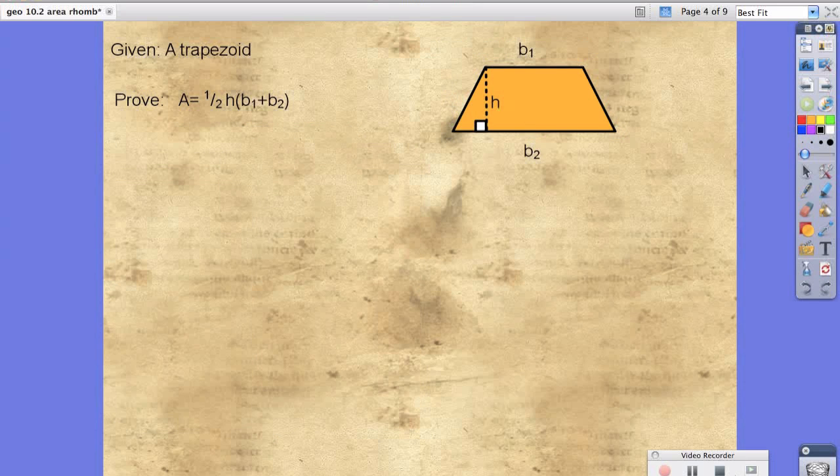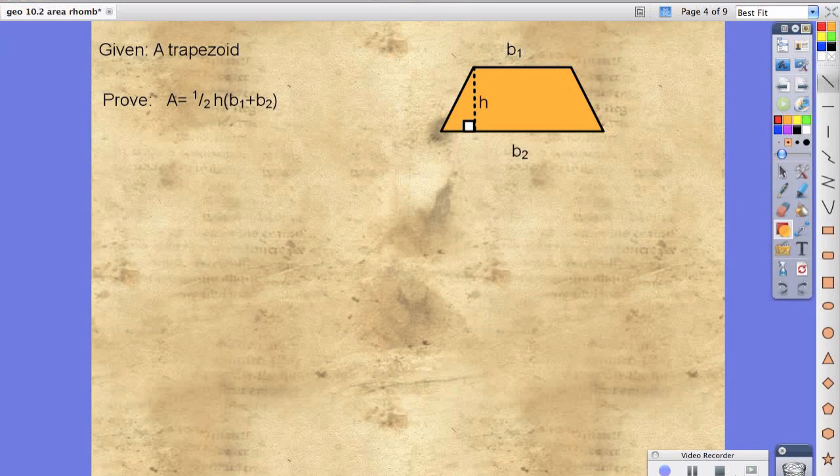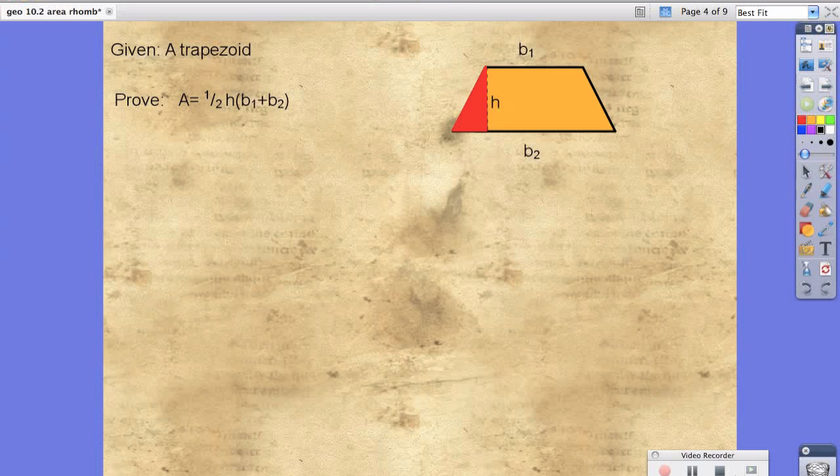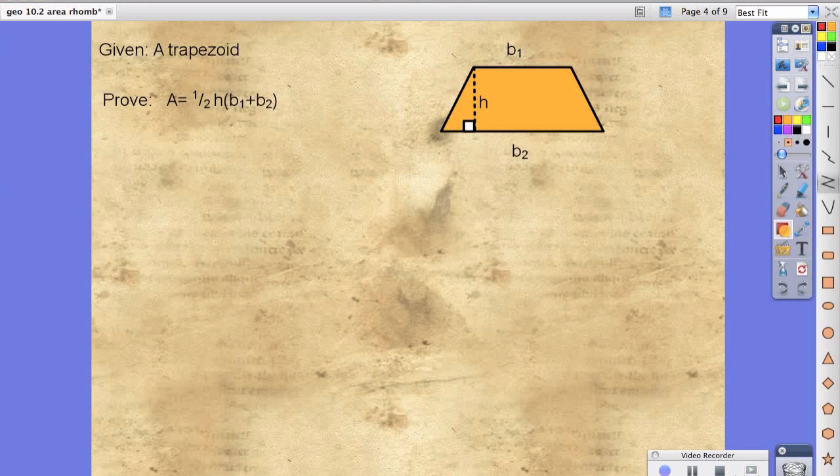If we were to take this trapezoid, what we could do is we could literally cut out this triangle, which we'll do really quick. We're going to take this piece out, and what we could do is we can replace it and move it over here, and hopefully it should look like a square.